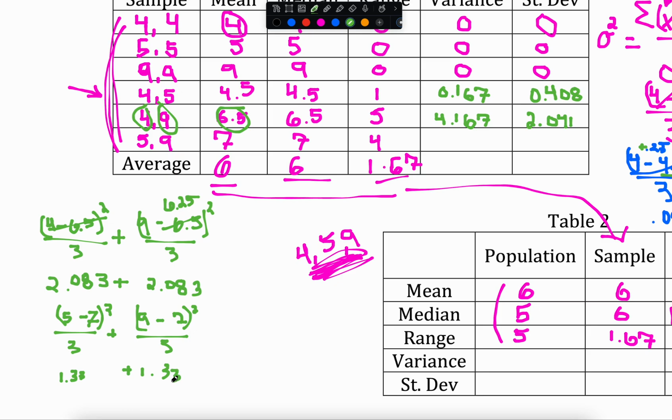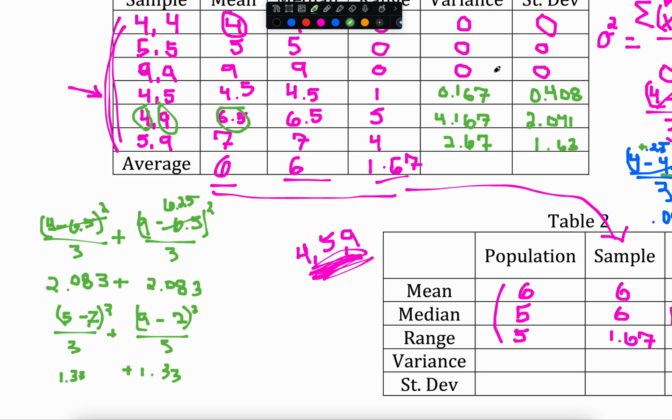Okay, and if I add this together, I get 2.66. Should I go 2.66 or 2.67? I'm going to go 2.67 because that's what it would be if we rounded. Okay, and then I got to take the square root of 2.67. And the square root is 1.63, which is my standard deviation.